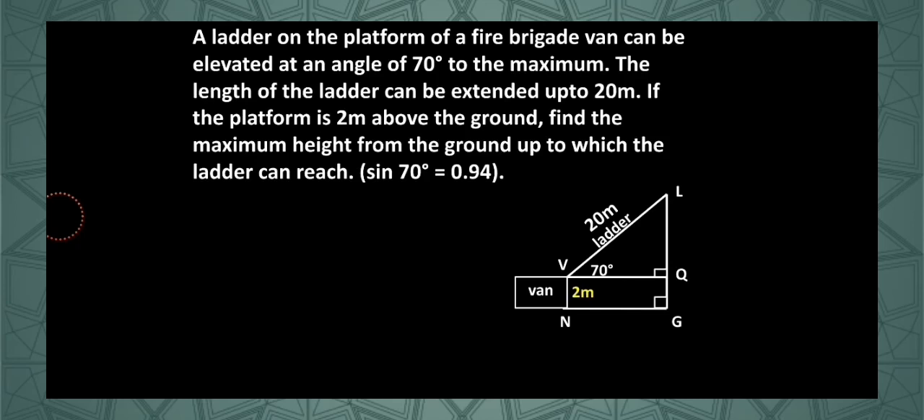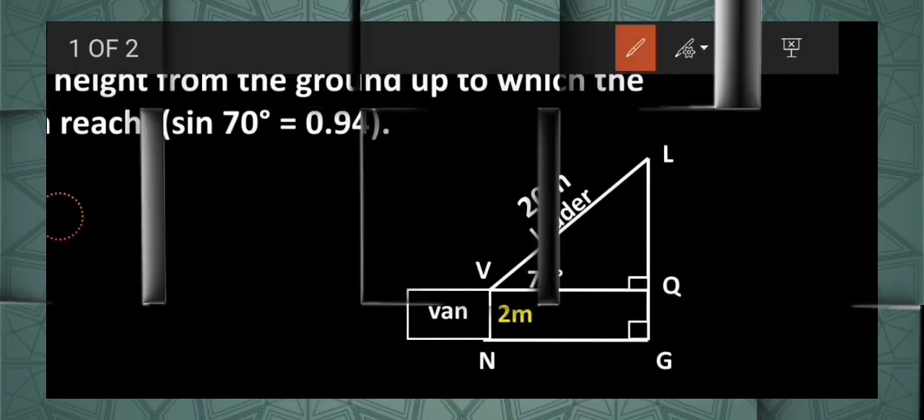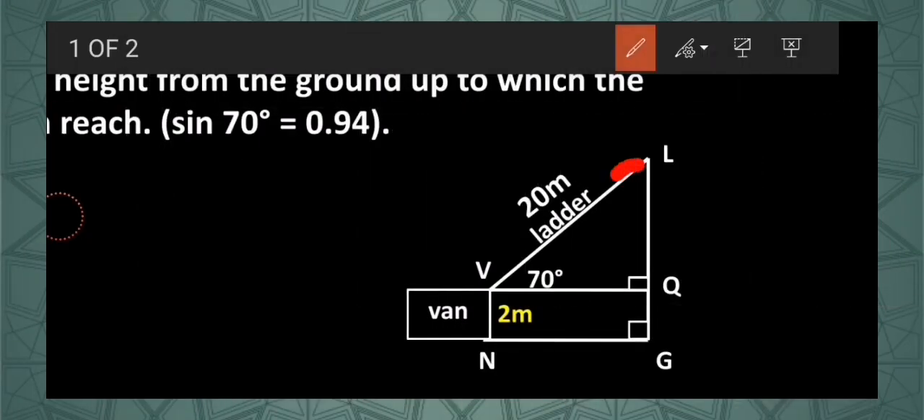If you observe the sum carefully, you will find the height LG has two sections, LQ and QG. If somehow I am able to find these two parts, then by adding these two I can find the height LG. This is our action plan.